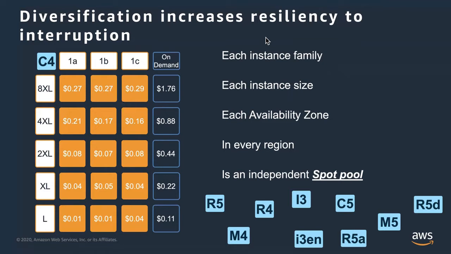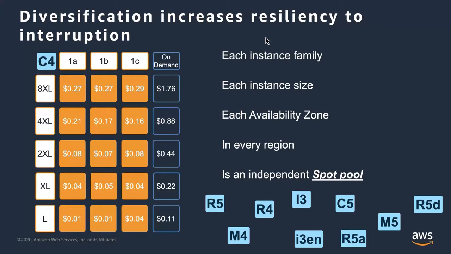Now, if you could use a C4 4XL in 1A, suppose, can you also think about using a C5 4XL or a C4 8XL in 1A to run your workload? You likely could. When you specify those three, each one of those is a different capacity pool. The more of those you specify, the better are your chances of requesting, acquiring, and maintaining your Spot target capacity.